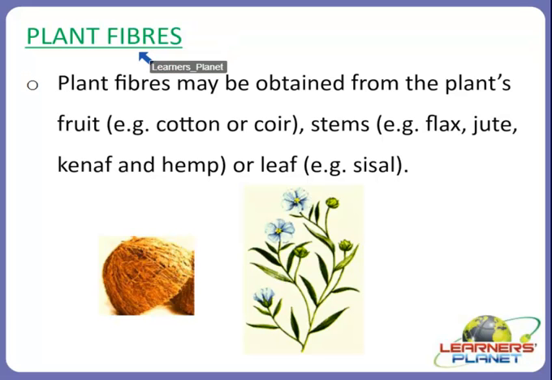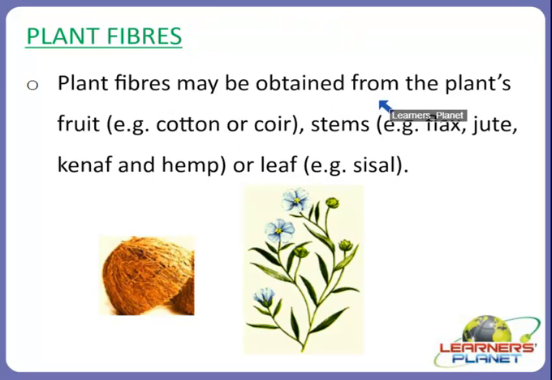Now what are plant fibers? As we know, fibers are very thin strands and they are spun into thicker threads which are then made into cloth. Cotton, jute, coir, hemp, flax, all these are examples of plant fibers. Even denim, which is used to make jeans, is made from cotton.